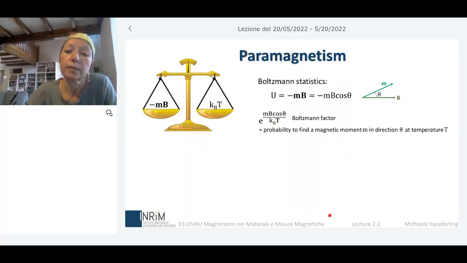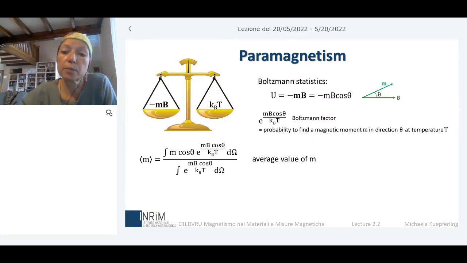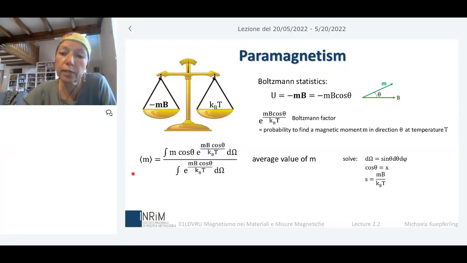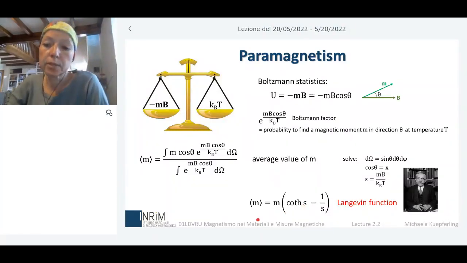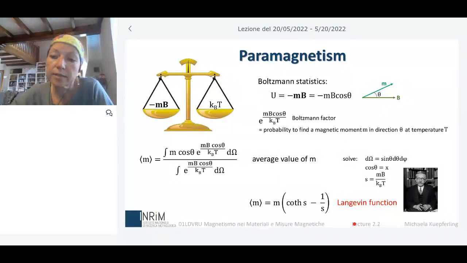T. So now doing some Boltzmann statistics, we can get the average value of the magnetic moment, again at a certain temperature and a certain magnetic field. Now calculating this, it's not so difficult to do. I give you here some hints how you can solve this equation here, and you can do this if you're interested. And you will find that the average magnetic moment is the single magnetic moment times the so-called Langevin function.